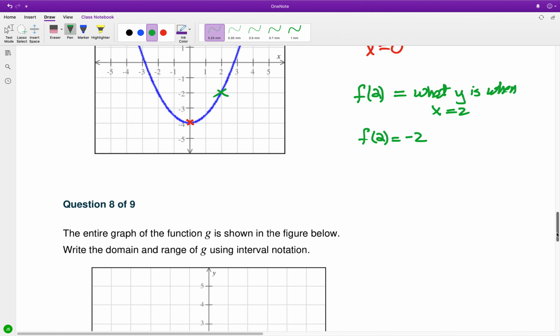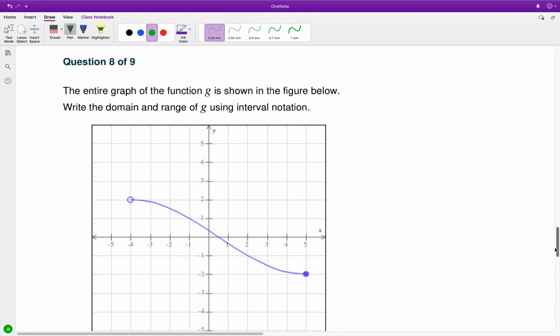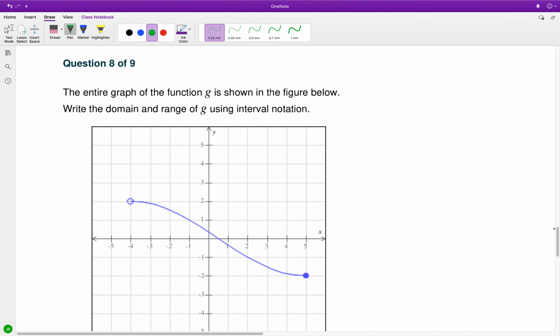Now, in the case of item number 8, it says here that the entire graph of the function g is shown in the figure below. It says to write the domain and range of g using interval notation. The domain is the set of x values. The range is the set of y values.